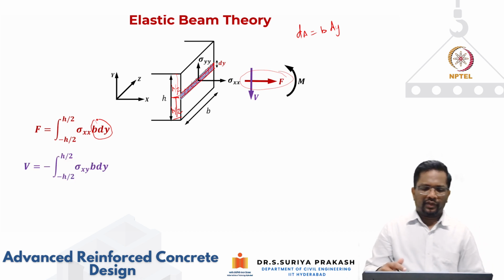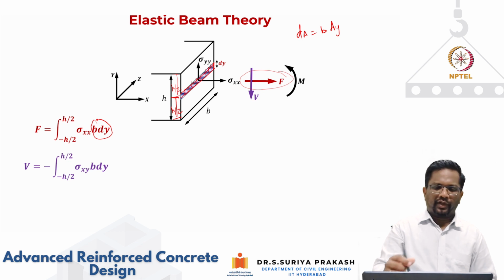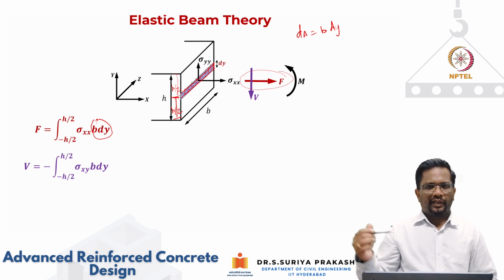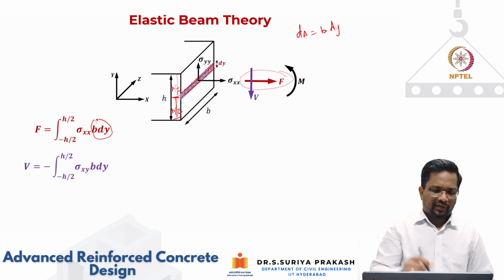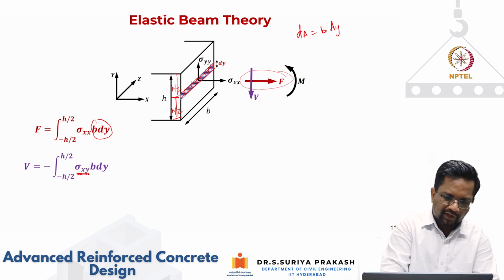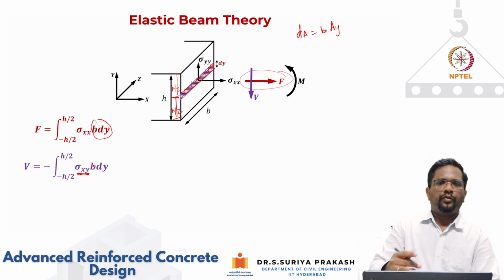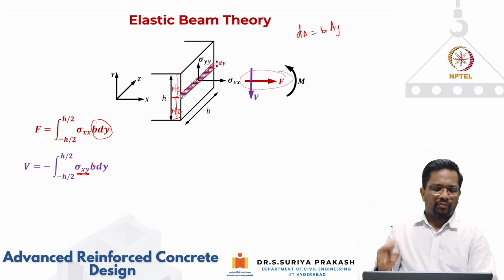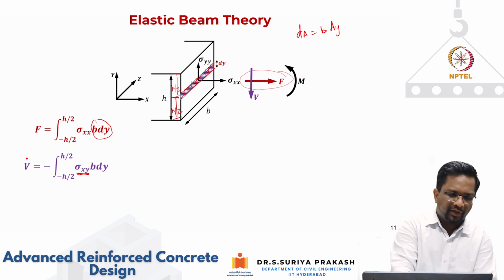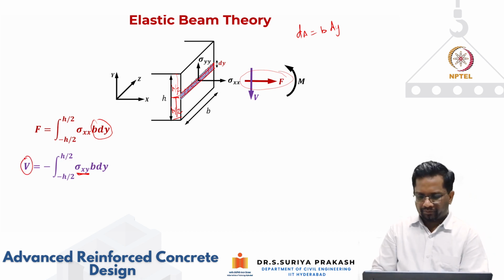Similarly, shear we can also write. We are looking at the stress that is acting on the x plane, but now we are looking at the stress in the y direction. That is why you have sigma xy. Again the same: sigma xy multiplied by b into dy, when I integrate it from minus h by 2 to h by 2, I get my shear, which is V.